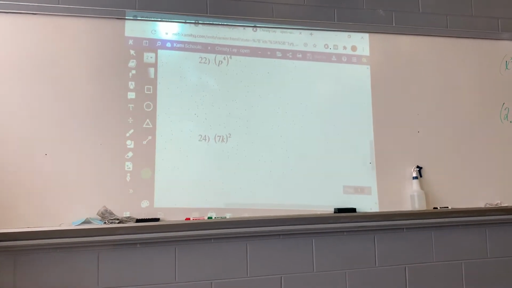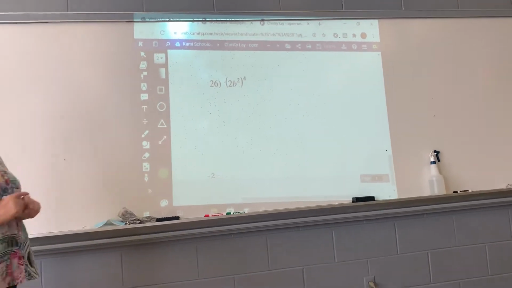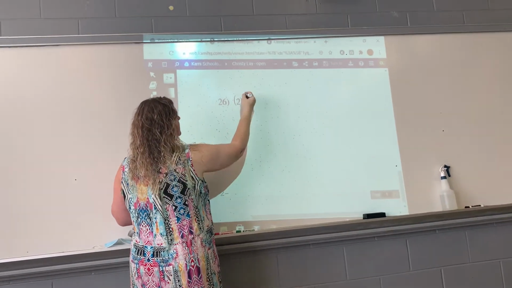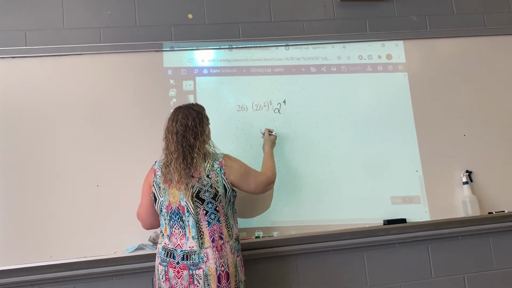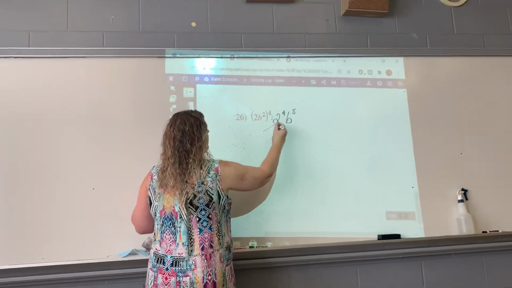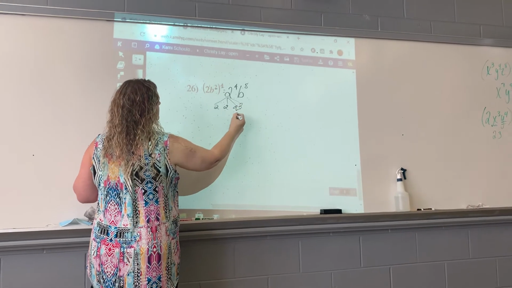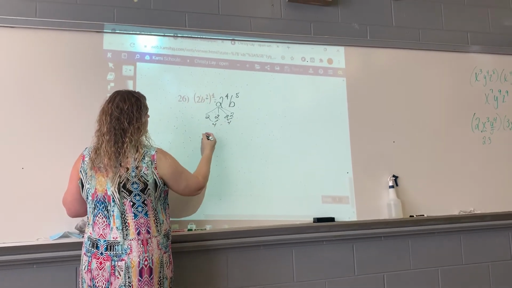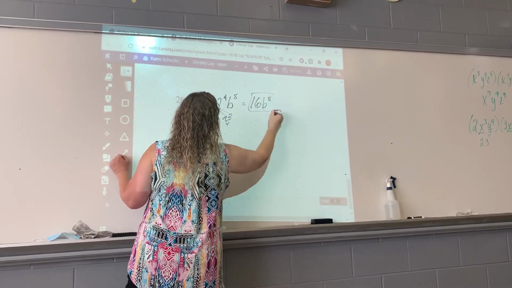And for number 26, again, this is an understood 1, exponent of 1 here. So 4 times 1 would be 4. So 2 to the 4th power. 2 times 4 is 8. So b to the 8th power. 2 to the 4th power means 2 times 2 times 2 times 2. 2 times 2 is 4. 4 times 4 is 16. So this answer is 16b to the 8th power.